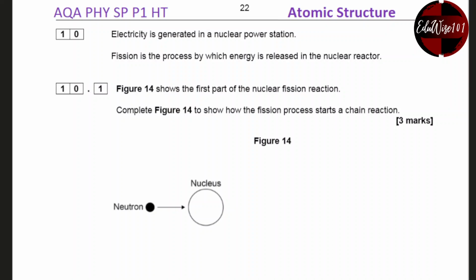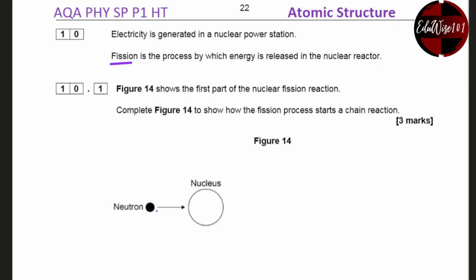Question number 10 is on atomic structure again. Electricity is generated in a nuclear power station. Fission is a process by which energy is released in the nuclear reactor. Figure 14 shows the first part of the nuclear fission reaction. Complete figure 14 to show how fission processes start a chain reaction.